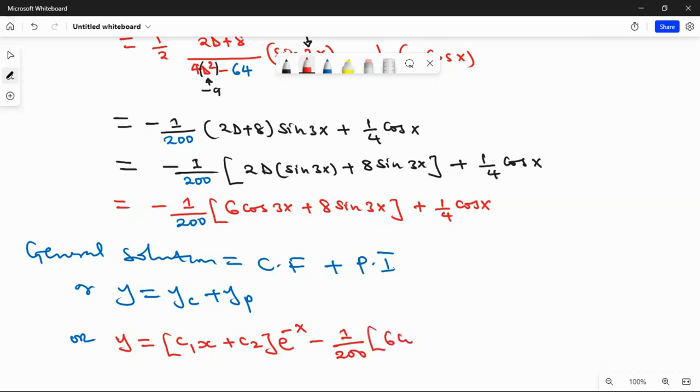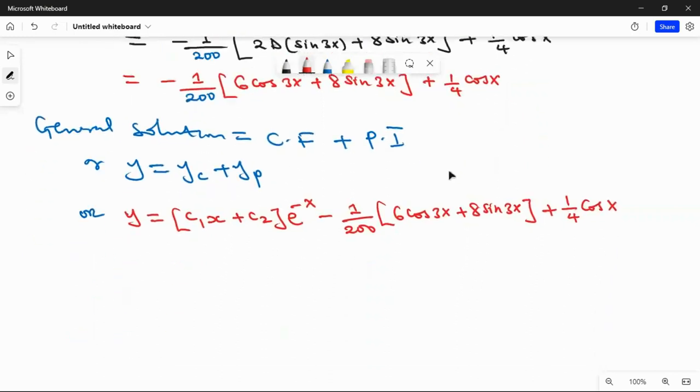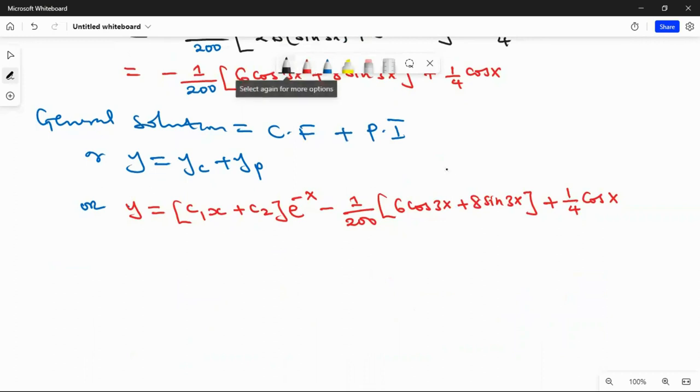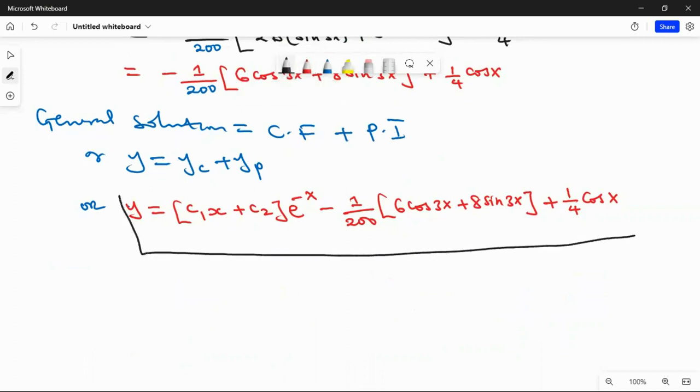Here we have 6 cos 3x plus 8 sine 3x, then plus 1 over 4 cosine of x. So that is the general solution of the ODE in part A. Of course, C1 and C2 are arbitrary constants. So let me bracket this solution. That's the solution for part A.